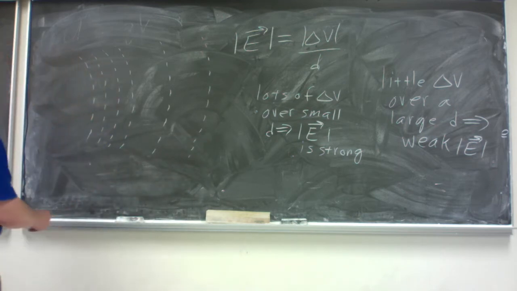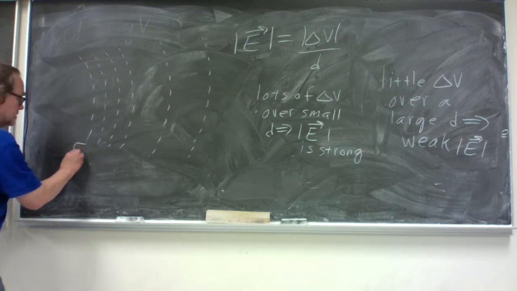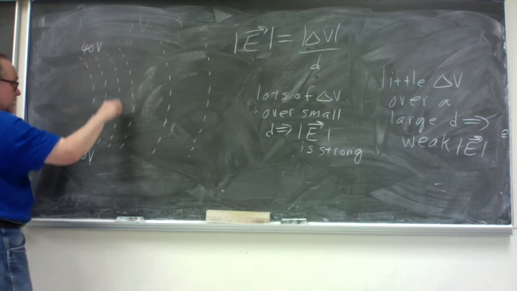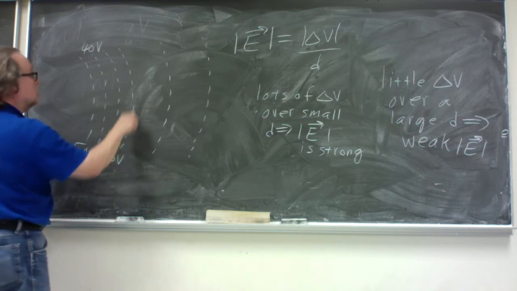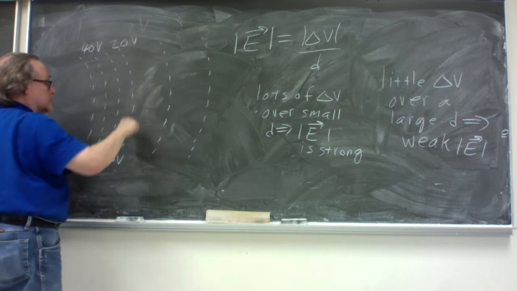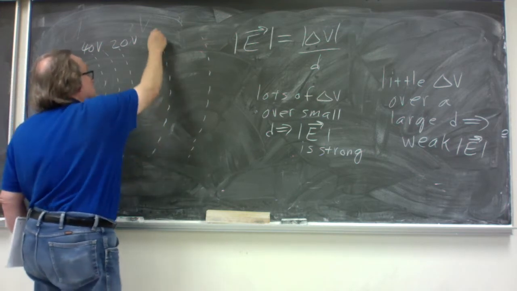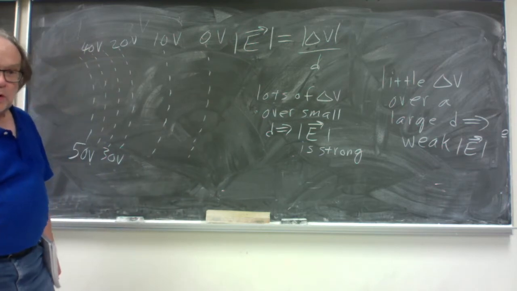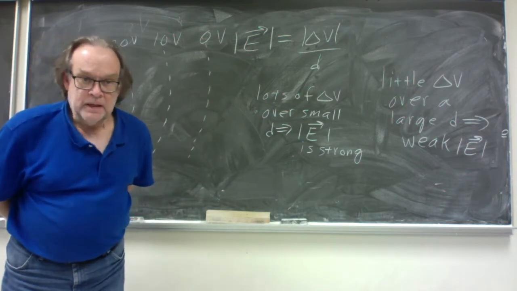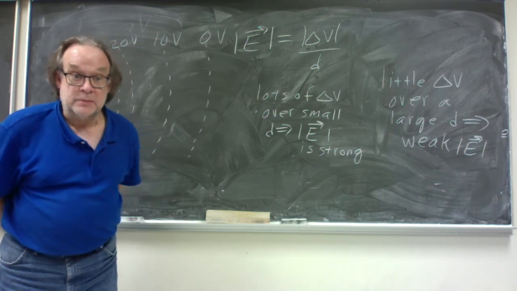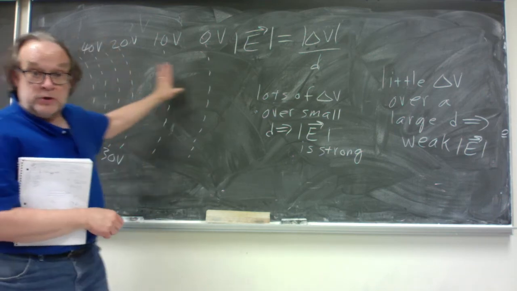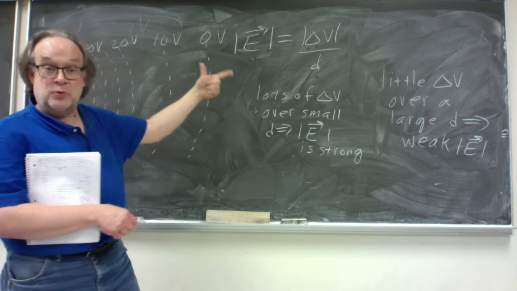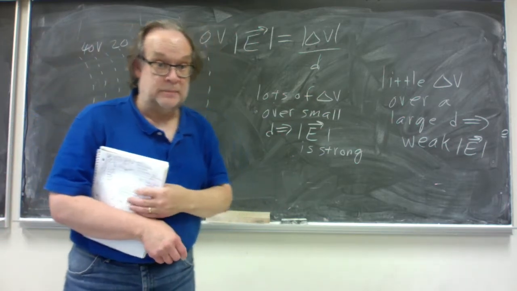So for example, let's say the potential of this line is 50 volts and the potential of this line is 40 volts, and then the potential of this line is 30 volts, and then here's 20 volts and 10 volts and 0 volts. Well, one thing we know is that electric field points in a direction of decreasing potential. So electric field is always going to point this way, more or less to the right, because more or less to the right means decreasing potential in this diagram.